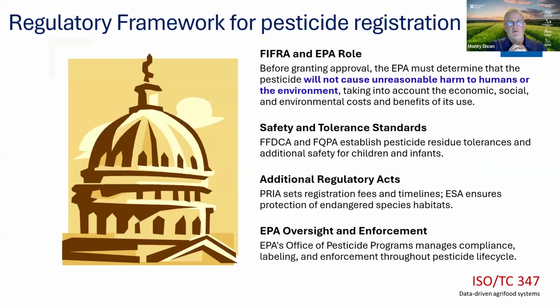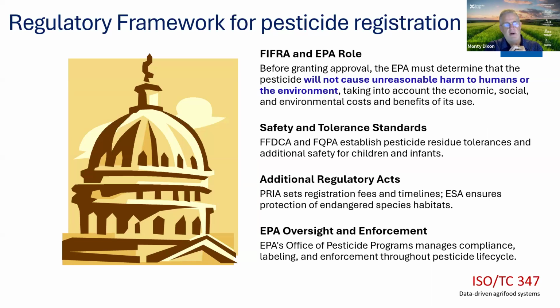So the framework for the U.S. regulation of pesticide really focuses on determining whether or not a pesticide will cause an unreasonable harm to humans or the environment. So it's a risk-benefit analysis that takes into account economic, social, and environmental costs, as well as the benefits that come from the use of the pesticide. It's not just a hazard-based evaluation, but it looks at the benefits that might come from using these products.